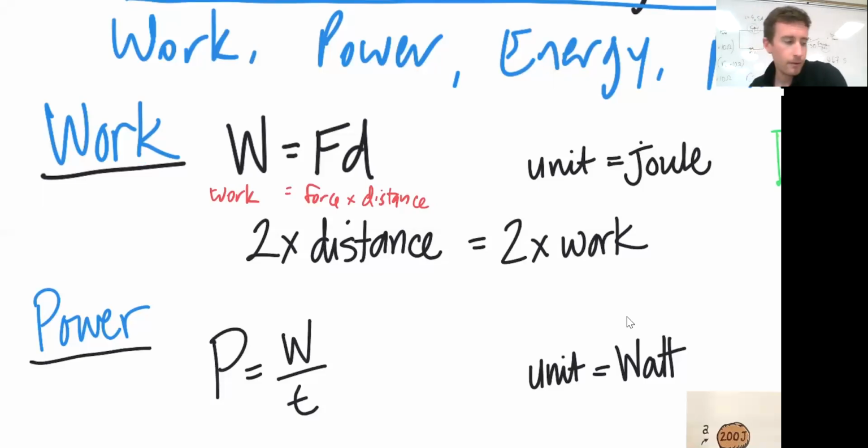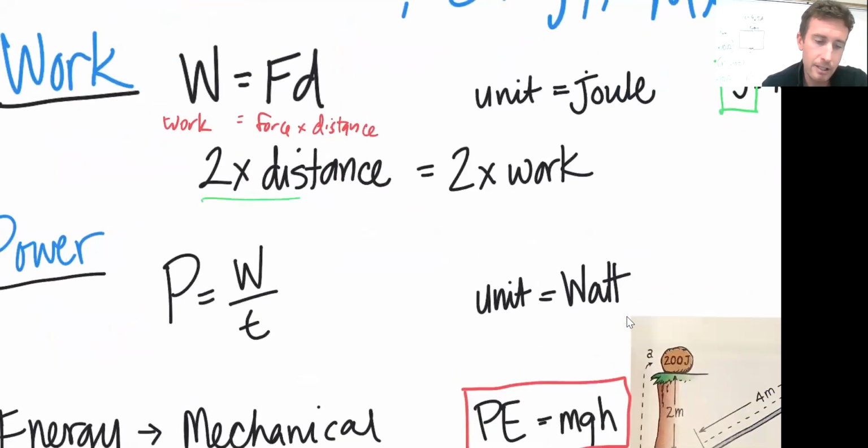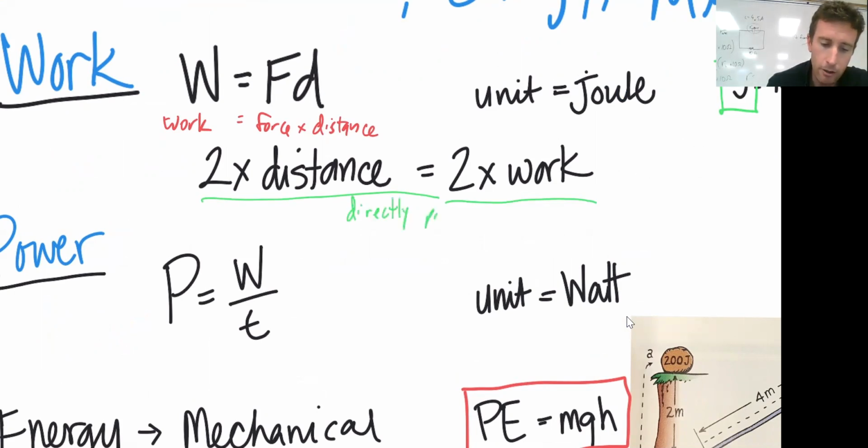So what that tells me is that this is a proportional relationship, a directly proportional relationship. If I go 2 times the distance, that would be 2 times the work. So those two things are directly proportional. Remember, that means when one goes up, the other goes up the same number of times bigger. So if I move something twice as far, that does twice the work.